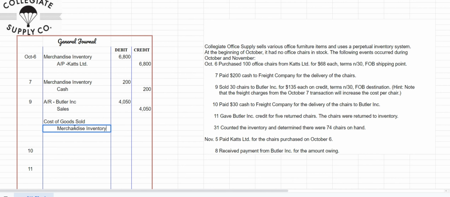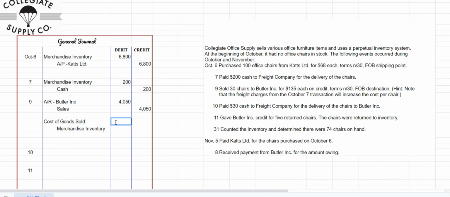Now, this number is going to be the value of the merchandise inventory. So you sold it for $135 each, but when you bought it from Katz Ltd on October 6th, you bought it for $68 each. So that's the number that we want to put. And it says, hint, note that the freight charges from the October 7th transaction will increase the cost per chair. So notice how on October 7th, we debited the merchandise inventory.